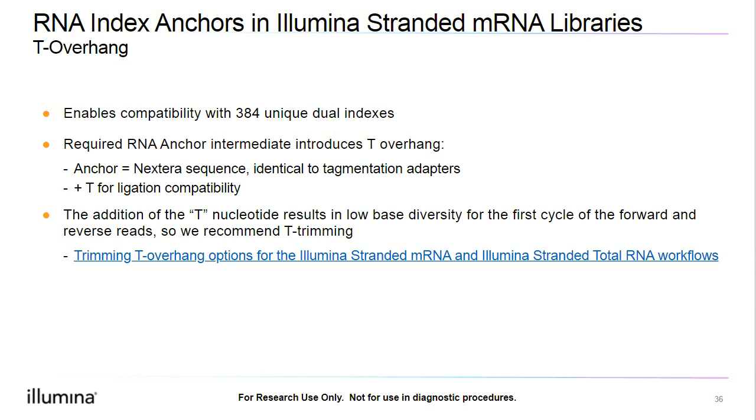The anchor itself is a Nextera sequence, identical to tagmentation adapters, plus a T for ligation compatibility. This T overhang is common to all inserts and will create a low diversity cycle during sequencing. This can lead to a random base call at this cycle, so we recommend T trimming to mitigate this. And you can find information on the T trimming process in this link bulletin.